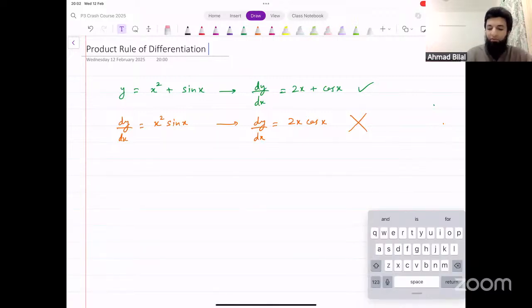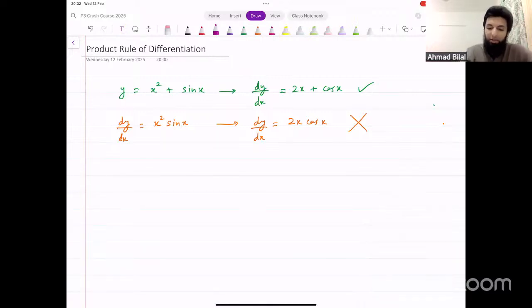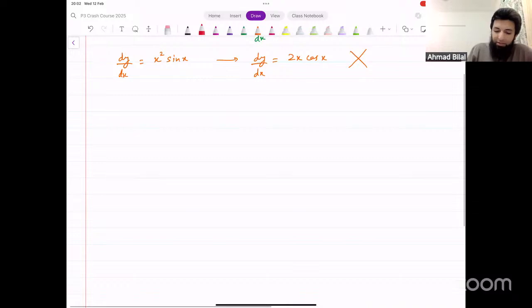Okay, product rule of differentiation. Now, what does the product rule say? This is what it looks like. So in the formula sheet, it will be given in this form.